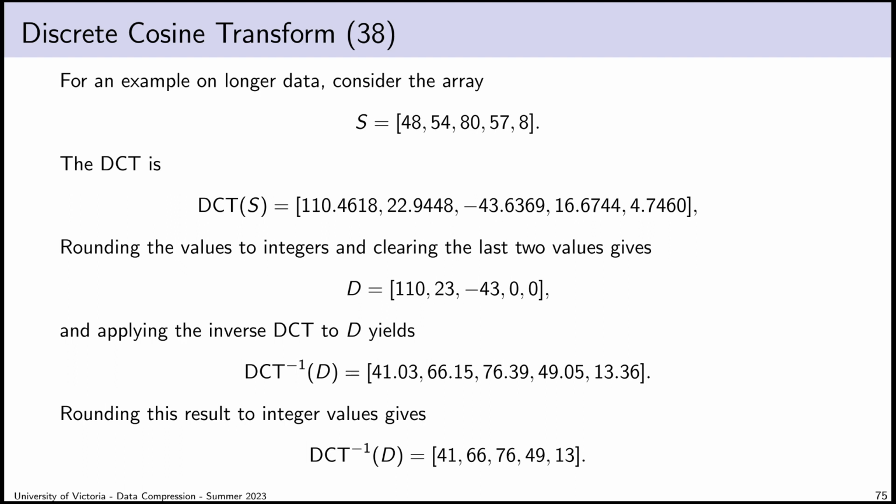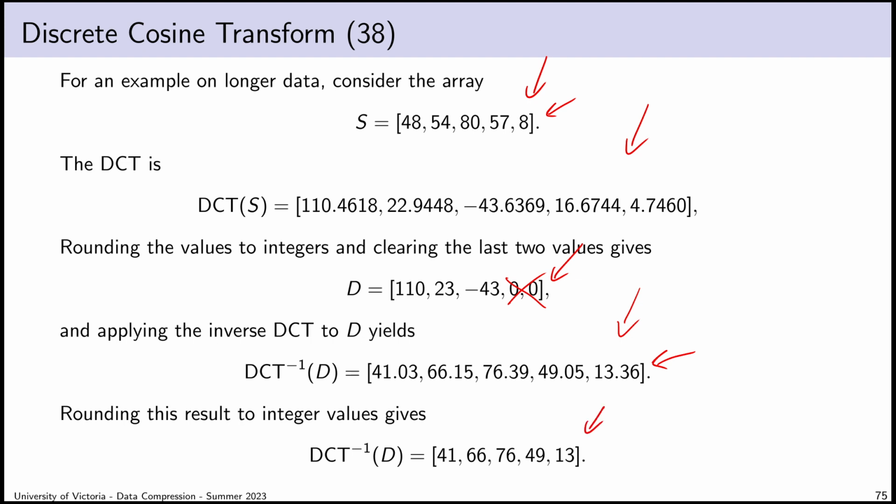Okay, so let's take another example on a longer piece of data. Here's this array S, it's got 5 elements. Here is my DCT. If I round all of the values to integers, and then I delete 2 of them, so I'm now storing 40% fewer numerical values than I was to begin with, the inverse DCT gives me this. Now, this is real valued, so I should argue that if my original sequence was integer valued, I probably should round everything off to integers, so I round it off to this.